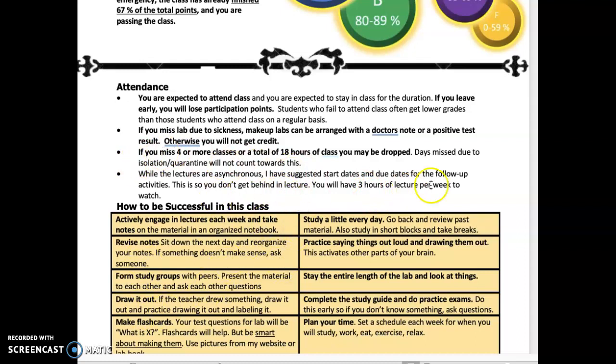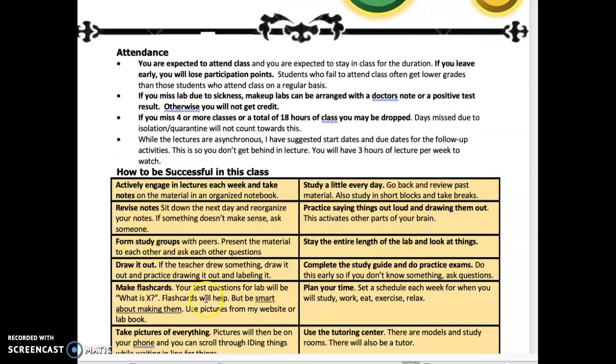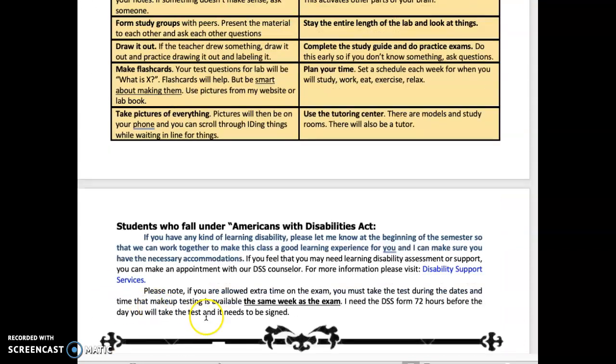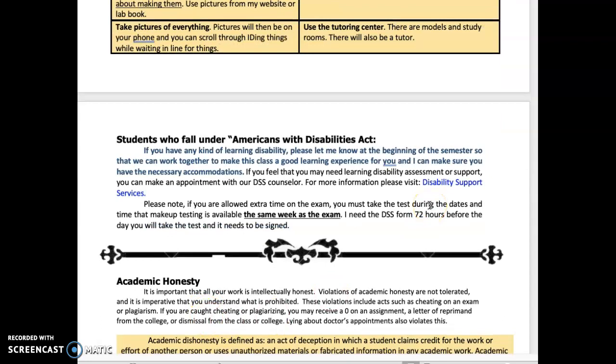Lectures are asynchronous. I have suggested start dates. The follow-up is due the next day, on Wednesdays or Sundays. Please do not get behind. These are study tips. Students who fall under ADA, you need to let me know. You need to get me the form a week before, basically 72 hours before. I have to get other things done with it.